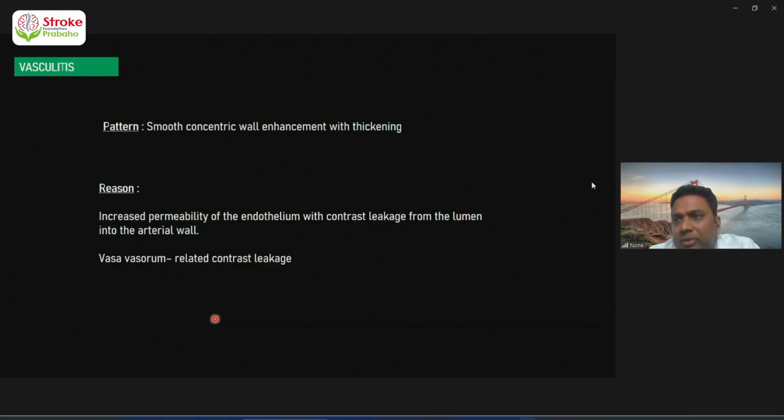So it's concentric. But we will see some cases where vasculitis can be 3/4 concentric, and some cases of atherosclerosis where it is almost concentric. So there is always an overlap between atherosclerosis and vasculitis, and that's where the confusion arises, and that's why there are high rates of false reporting. So what happens is there is increased permeability of the endothelium with contrast leakage from the lumen into the arterial wall, and there can be vasa vasorum related contrast leakage as well.